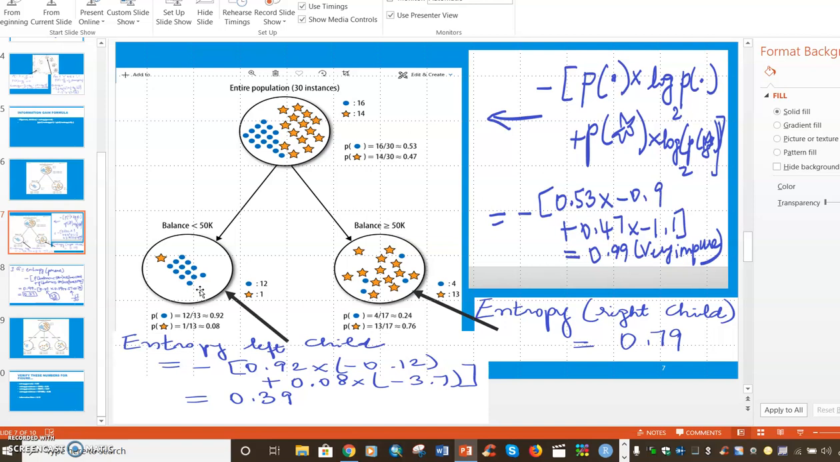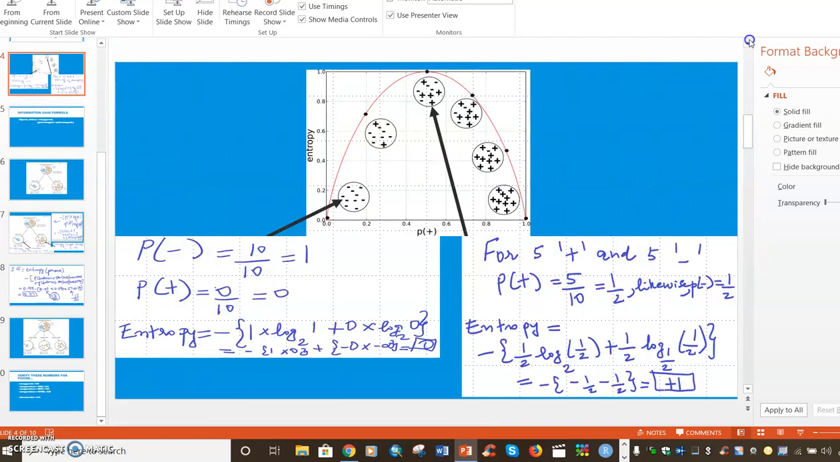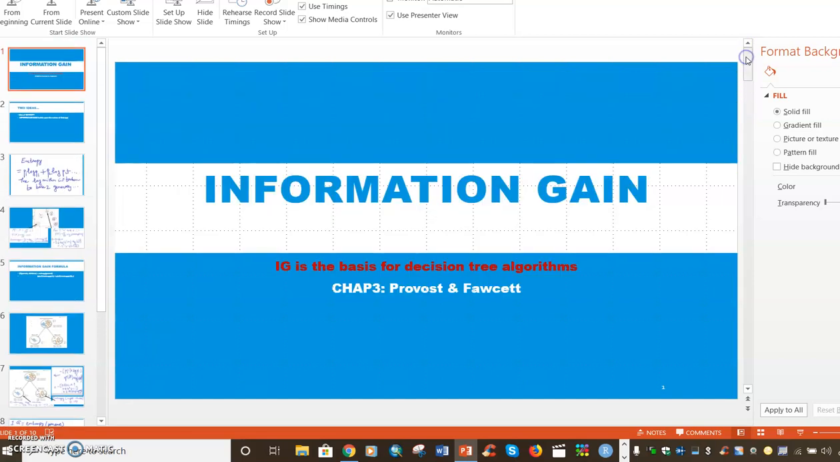So to summarize, information gain is the concept reviewed in this lecture, and information gain is the basis for constructing decision trees.